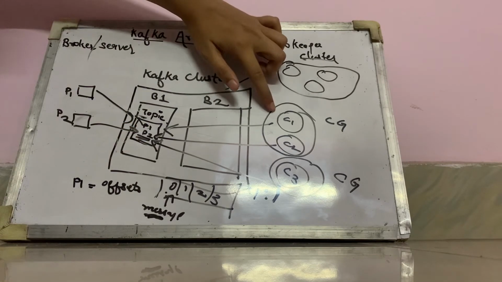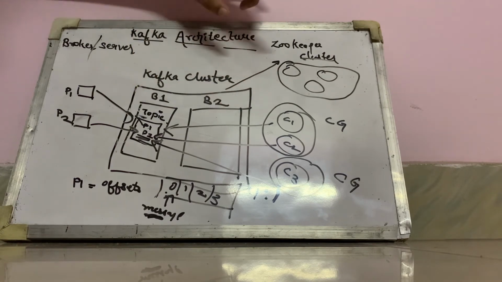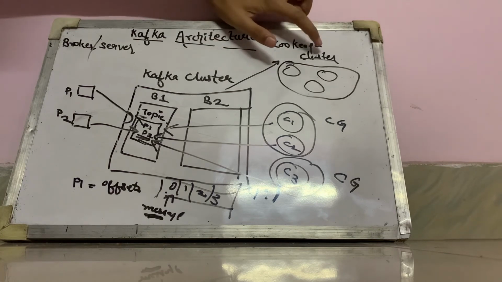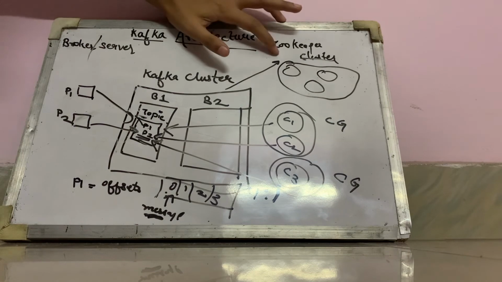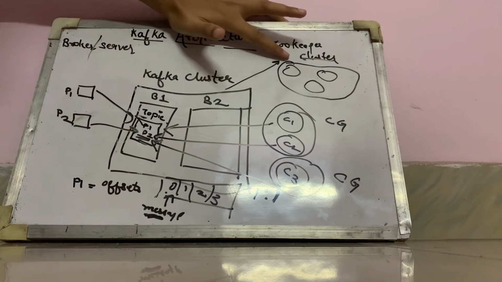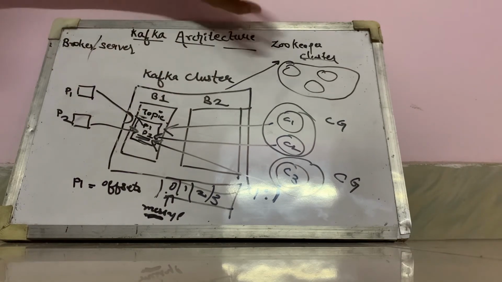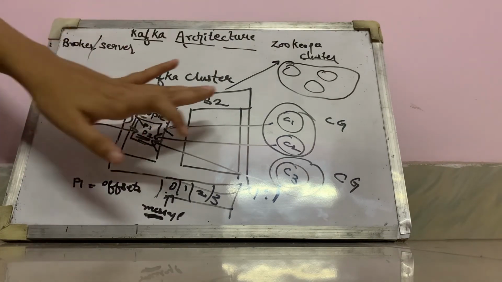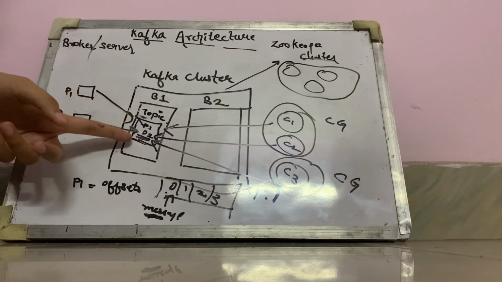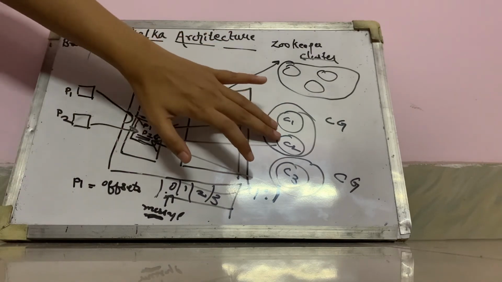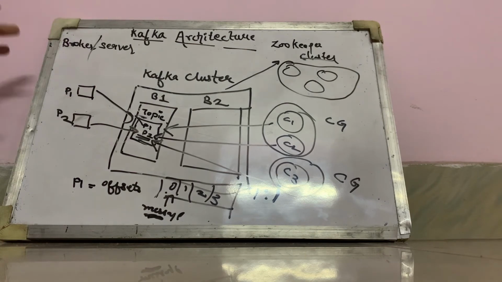Then the brokers are stateless. Since they are stateless, they are monitored and managed by the Zookeeper cluster. It helps in maintaining the health status of the brokers. It contains all the metadata like topics, partitions, offsets, all the details. Then we have consumers, which can consume messages either from the topic level or from the partition level, and each consumer is associated with some consumer group. So this is the whole architecture of Kafka.